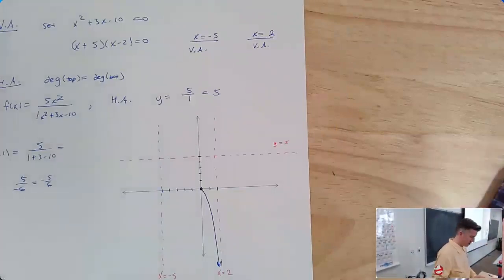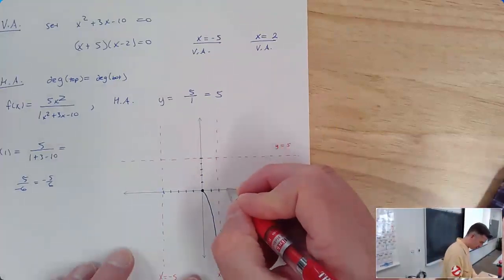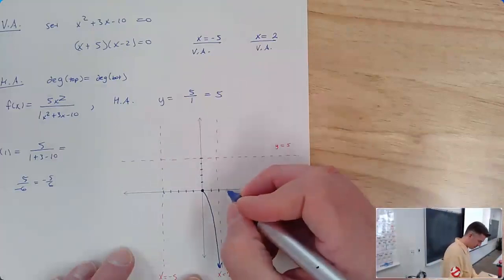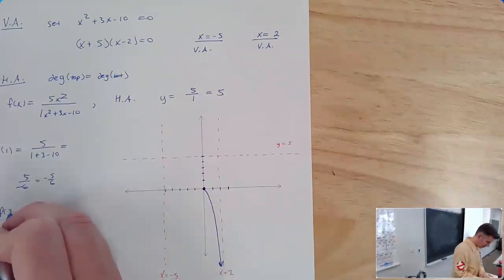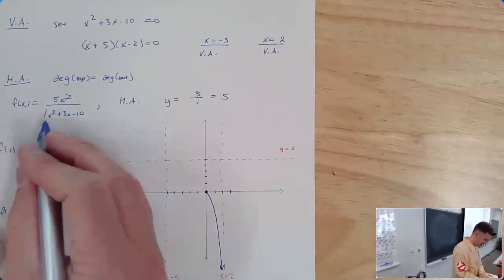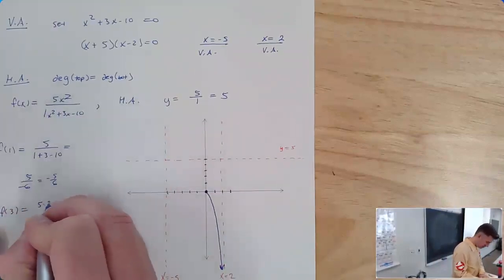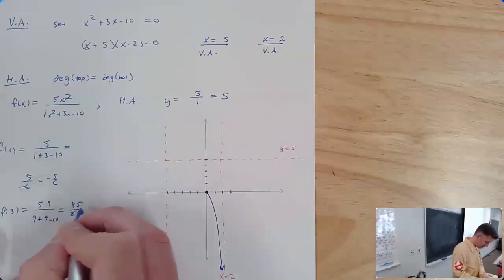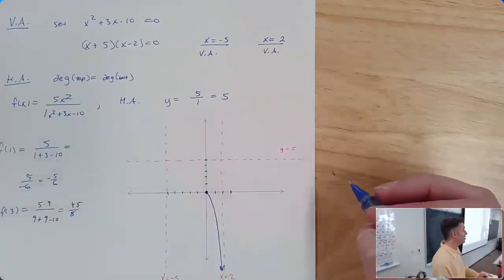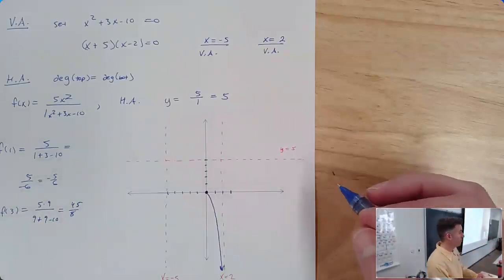On the other side of this vertical asymptote, at x equals 3, we could plug in a point. f of 3 would be 5 times 3 squared over 3 squared plus 3 times 3 minus 10. That's going to be 45 over 8. I don't care what the value is. I just care that it's positive.